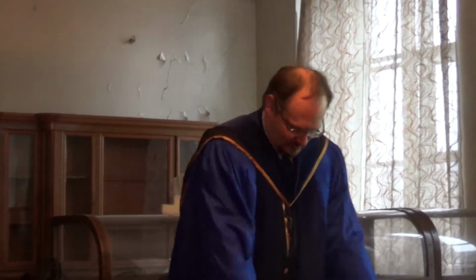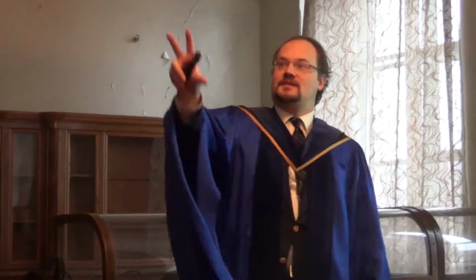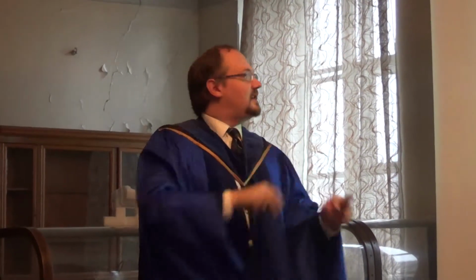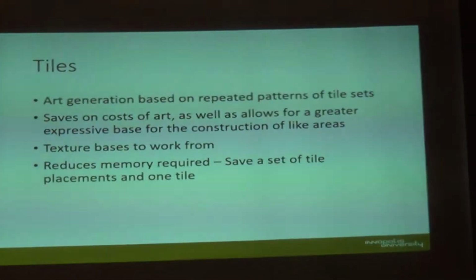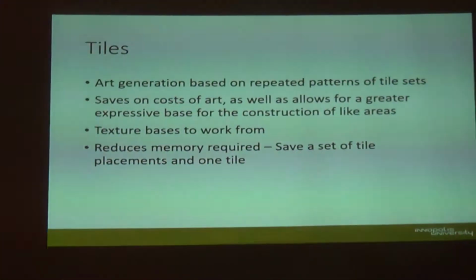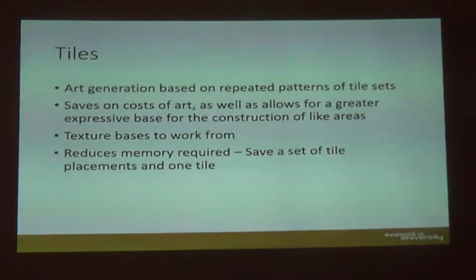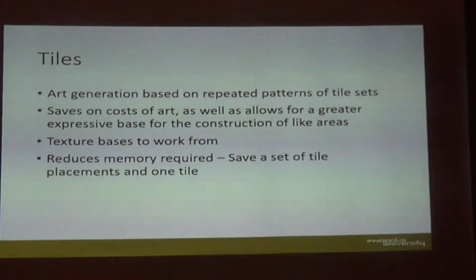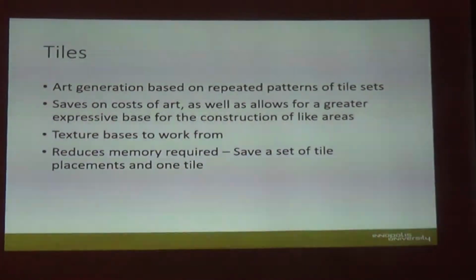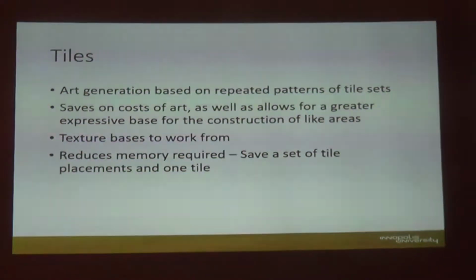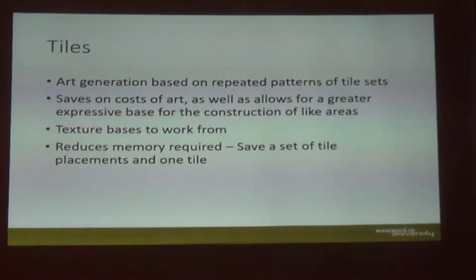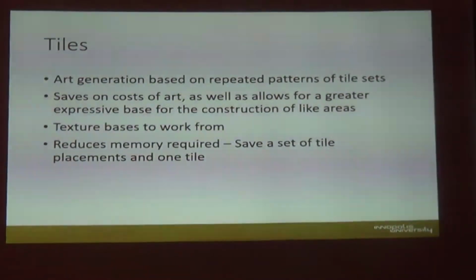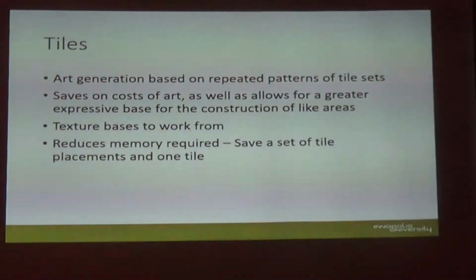If I wanted to build this room, I could kind of chop it into little sections. We've got the floor here, okay, that's going to be this. The walls are pretty much the same, I can glue them together, so that saves space, saves me memory, saves me on storage. I just need to store the individual elements, and then store where the elements go to build it up. Gives me texture bases to work from. That saves on a lot of art, because I don't have to design everything freehand. I can build these units and then glue them together. Allows us a great expressive base for the connection, reduces memory.